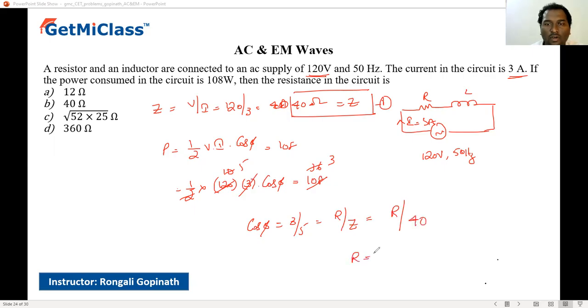So what is the value of R? It is 3 into 40 by 5, which is 24 ohms.